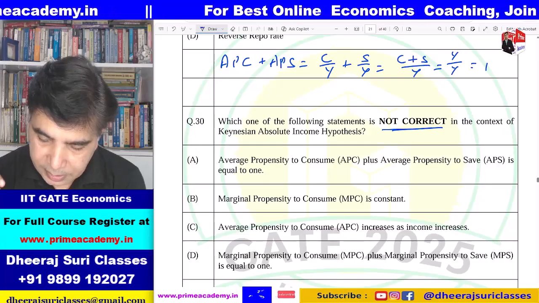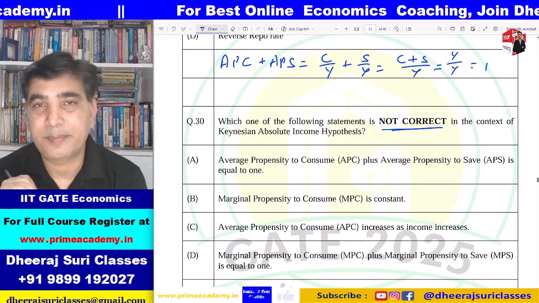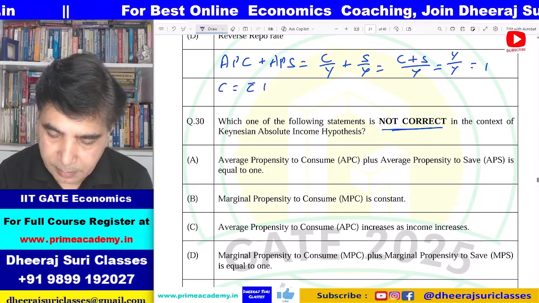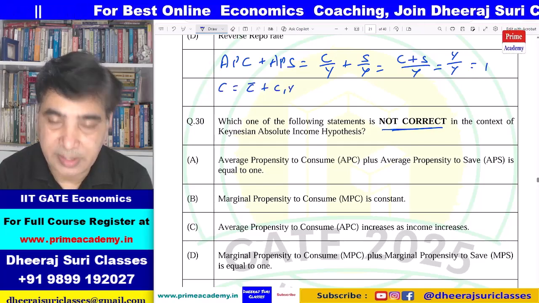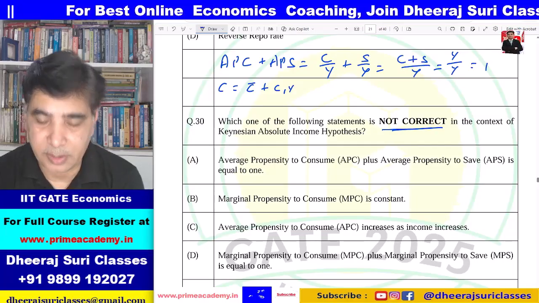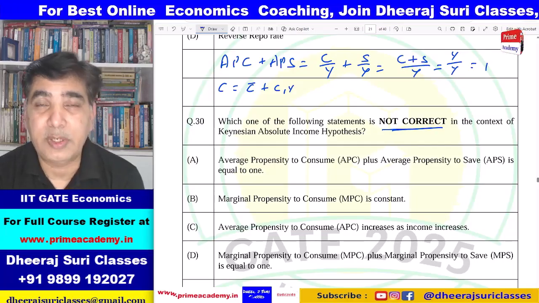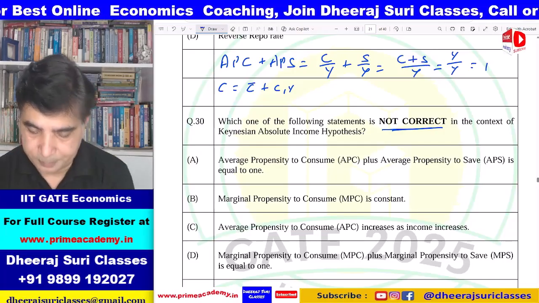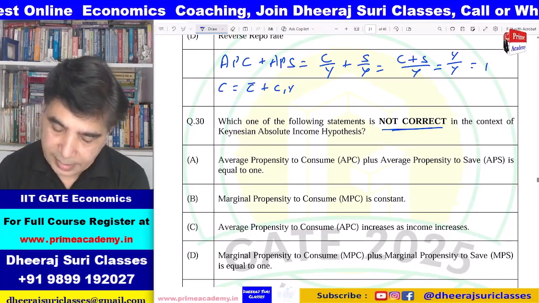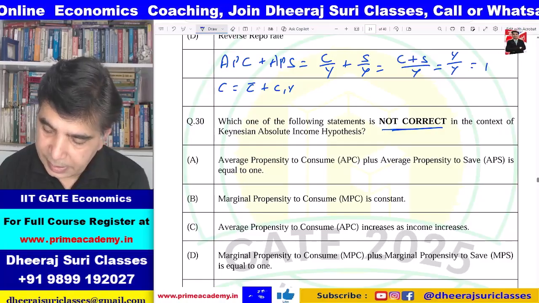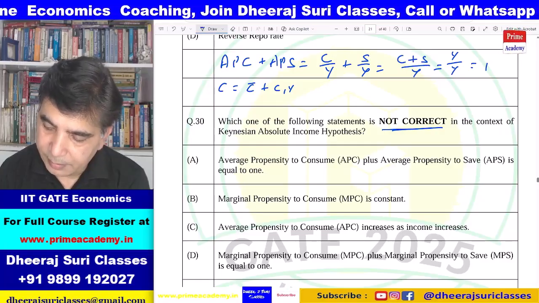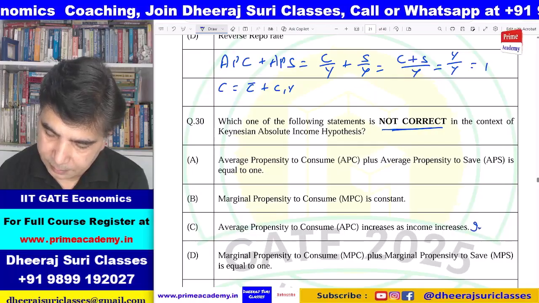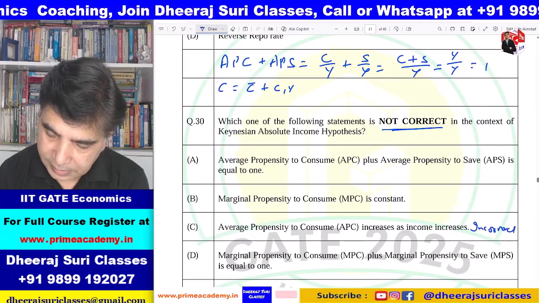Then B, marginal propensity to consume is constant. This is also correct because the consumption function is C equals C bar plus C1 Y. C1 is the MPC, and we assume that MPC is constant. So B is also correct, and not our answer, because we have to find something which is not correct. Next it says APC increases as income increases. No, this is false. This is incorrect, and something which is incorrect is our answer.